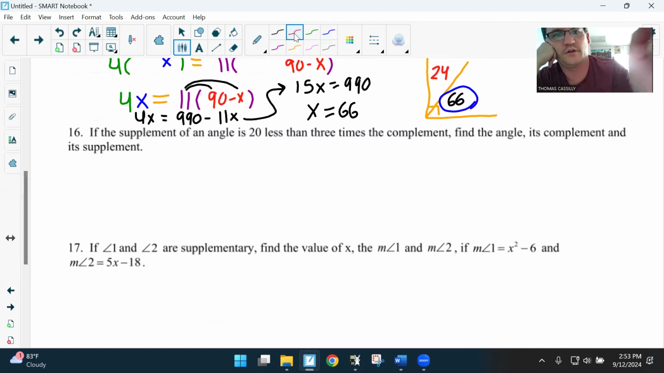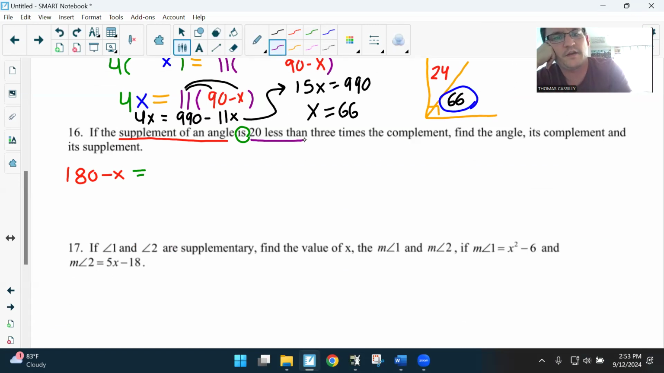I need some redemption here. The supplement of an angle. All right, so the supplement of an angle, that is 180 minus x, right, is, that's an equal sign, 20 less than. So 20 less than, that means I'm going to have to subtract 20 off of this at the end. So I'm going to put that minus 20 further on the right side.